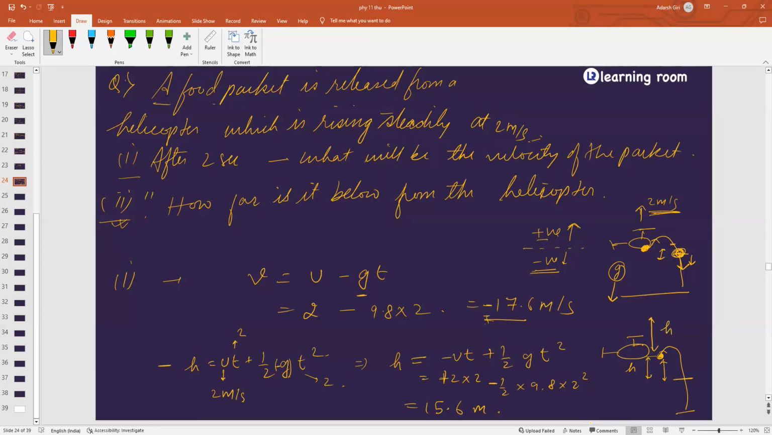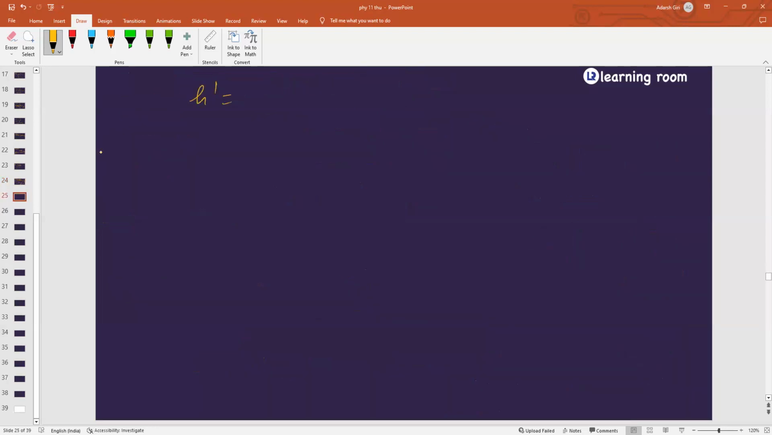Okay, so that will be h dash. What will h dash be? H dash will be the velocity of the helicopter into time. So that is 4 meters. From the point of projection of that particular particle, the packet fell down by 15.6 meters and the helicopter went up by 4 meters. So the helicopter is here now. How far is it from the helicopter? That will be 19.6 meters. That is the answer.